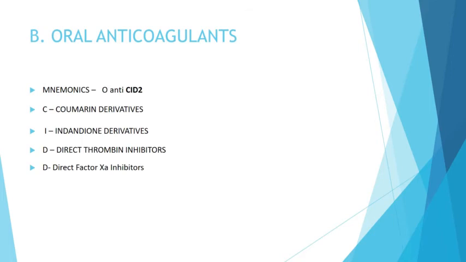The previous were the parenteral anticoagulants, and now we have oral anticoagulants. To remember the oral anticoagulants, we have the mnemonic ONT-CID2. O stands for oral, NT stands for anticoagulant, and CID2, where C is the coumarin derivatives, I is the indandione derivatives, D is the direct thrombin inhibitors, D stands for direct factor 10A inhibitors. So we have four groups.